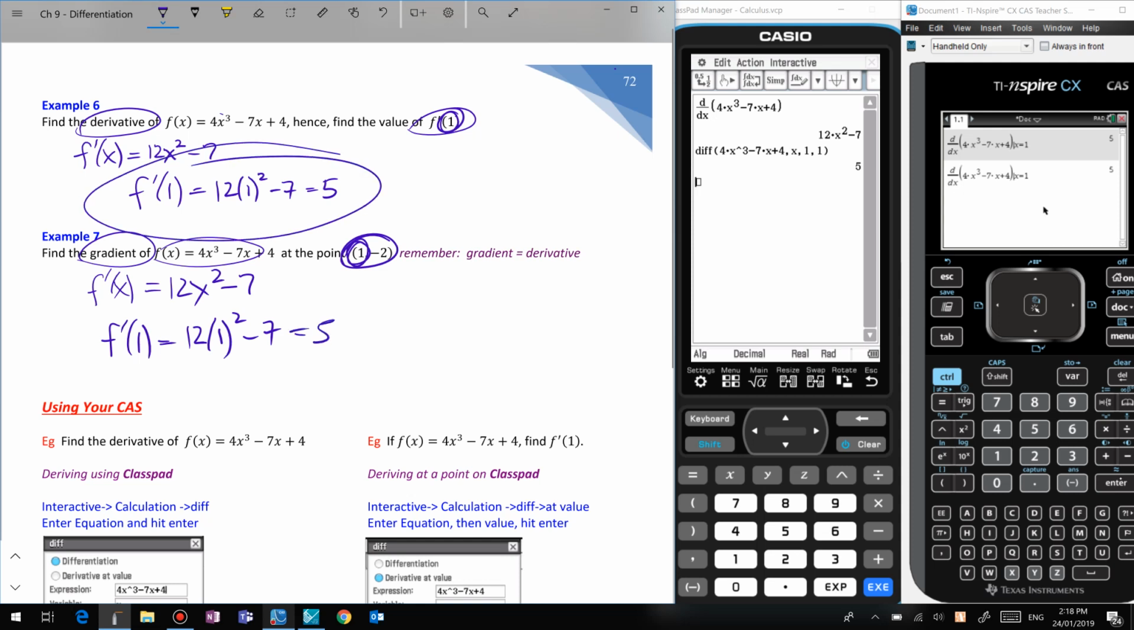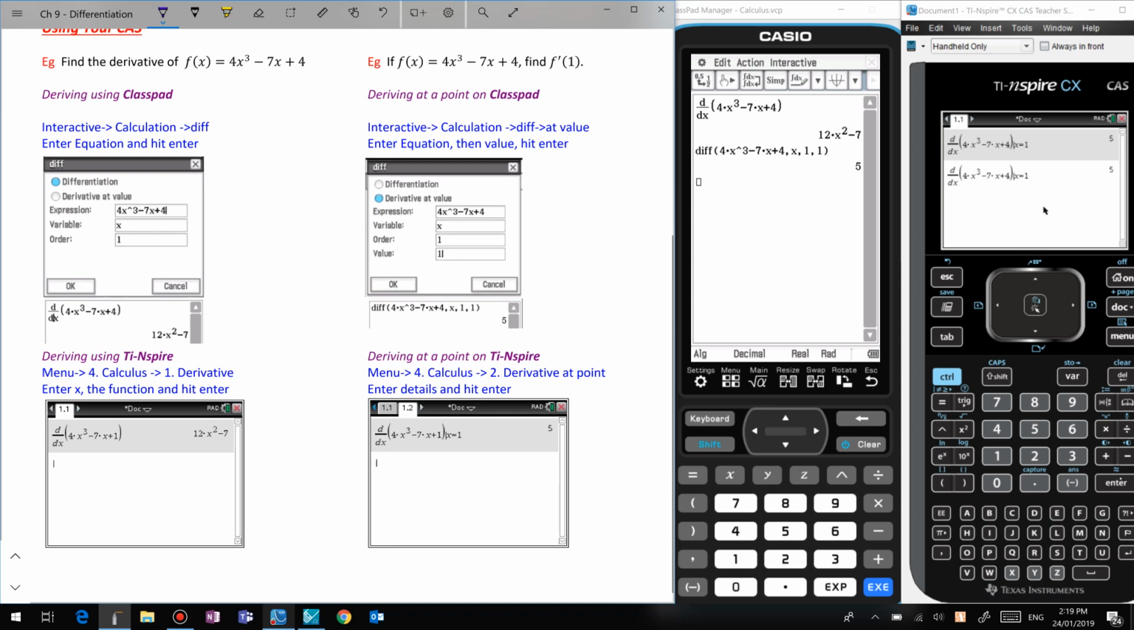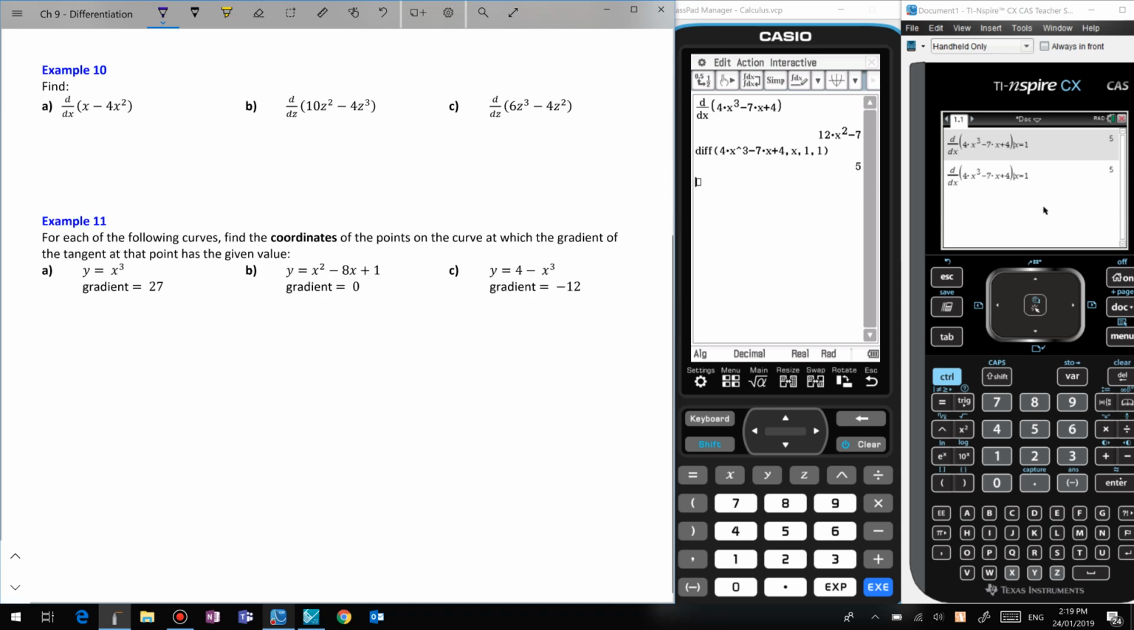Now these are actually the same question. Find the gradient or find the derivative. If you find the derivative at a point, or if you find the gradient and sub in a point, it's the gradient at that point. So it's just different wording, and I was just trying to get you to see that the different wording actually gives the same answer. Using your CAS, well, I just went through how to do that on your CAS. So that's using the rule.